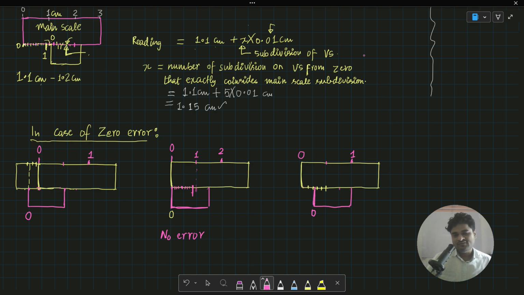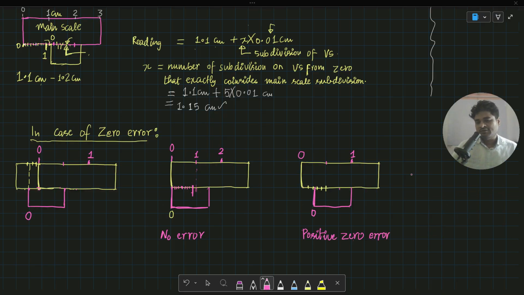This is the case when there is no object, but you can see that the vernier scale is not aligned. It is on the right side of the 0 of the main scale, and that's why this is called positive zero error. Even when there is no object, there is an error and it will read some value. We'll calculate how to calculate this error after this.